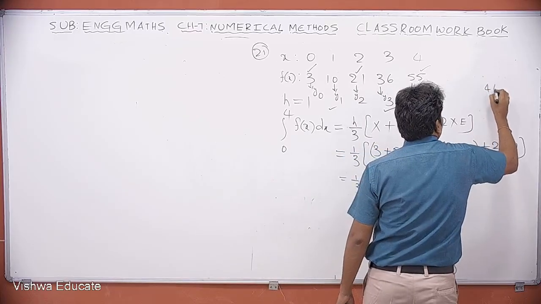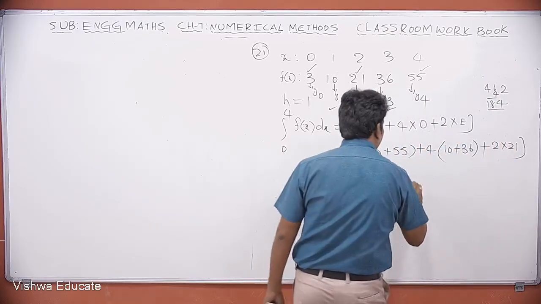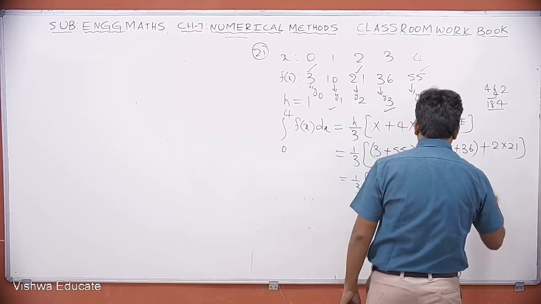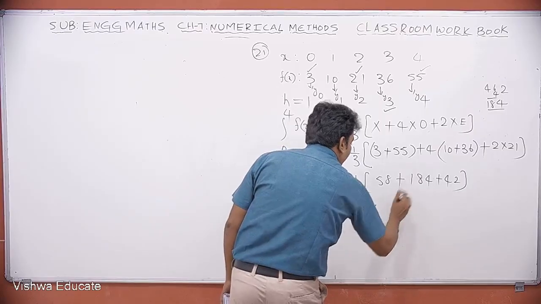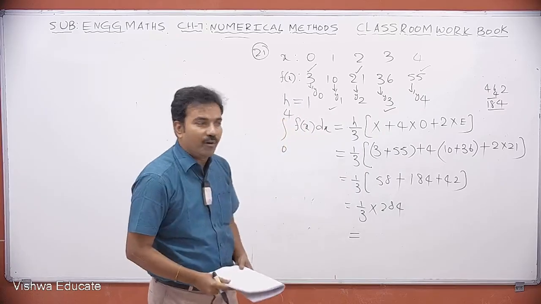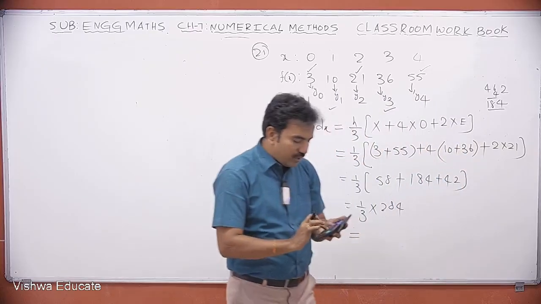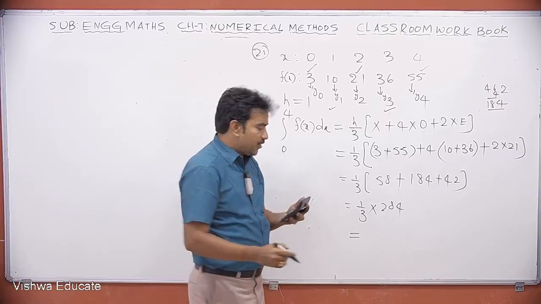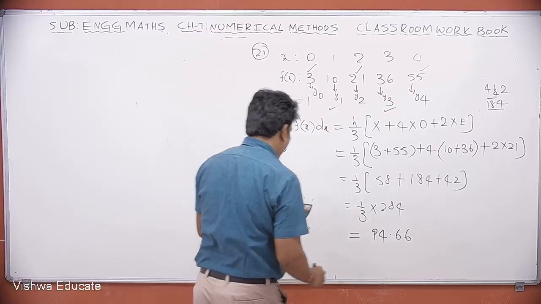So 46 into 4, 184, plus 42. So therefore, this is 58 plus 42, 100. 100 plus 184 is 284. So let us simplify this. 284 divided by 3. The value is 284 divided by 3. This is 94.66, 94.666.